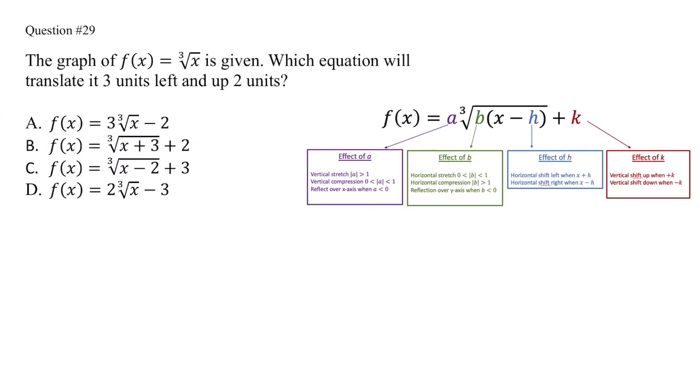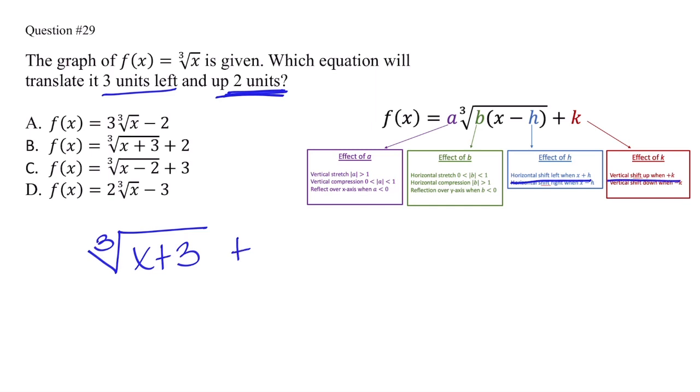So here it says the graph of f of x equals the cube root of x is given, which equation will translate 3 units left and up 2 units. Okay, so 3 units left is going to be when you have an x plus h situation. So this is going to become the cube root of x plus 3. And then up 2 units is going to be when we have a plus k. So we're going to do the plus 2 on the end. So that is going to match answer choice B.